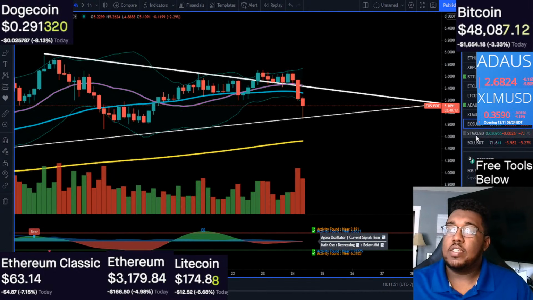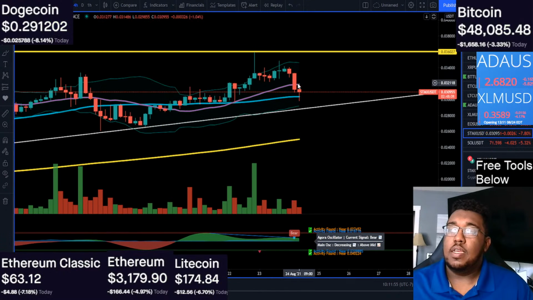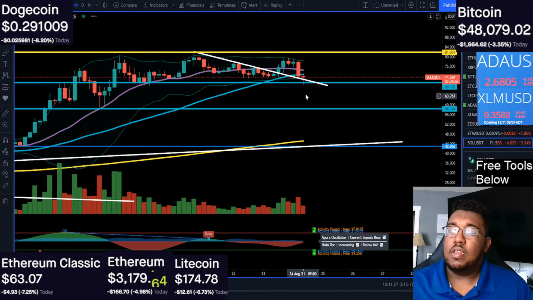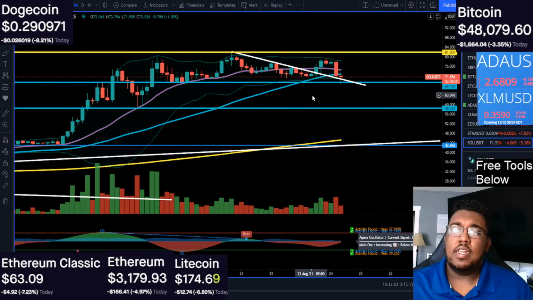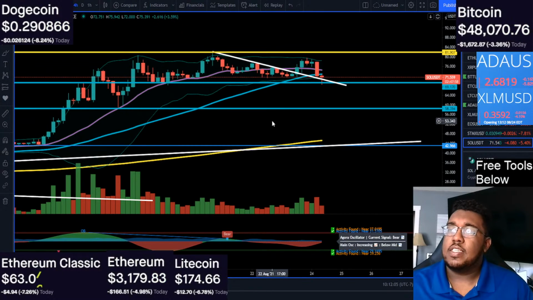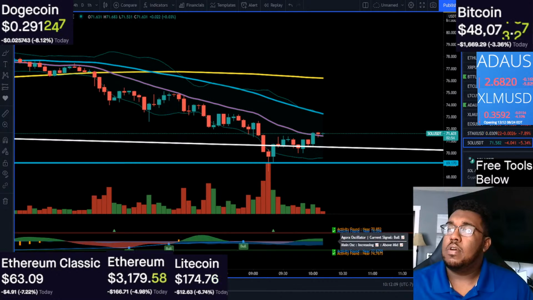Anything else here? EOS on the verge of breaking down. Broke down between both of the moving averages here. STMX on the same path. And SOL broke down below the 50 on the 4-hour chart. It is holding support level here at the $69.17 level, though. That's kind of nice to see. All right, let me put that back there.